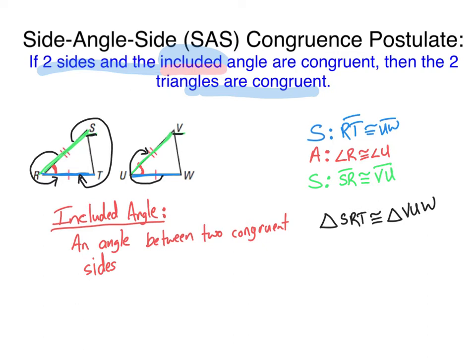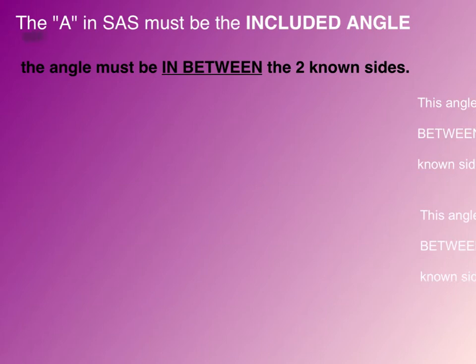And now we're going to take a look a little closer at this included angle information. As I said up here, notice it says the A in SAS must be included angle. So it must be a side and an angle in between the two sides. All right, so side, then it would be that angle is included. If I had side, then that angle is included.